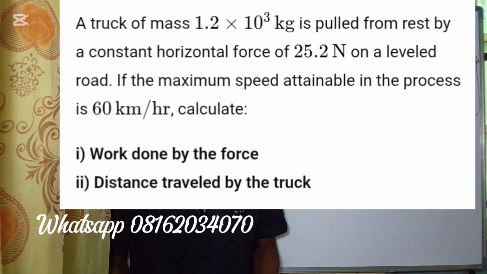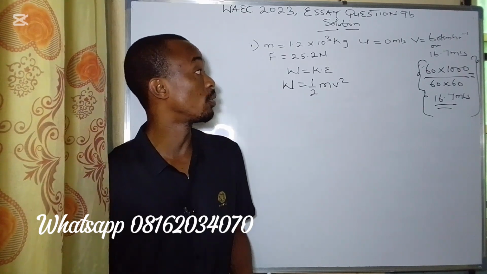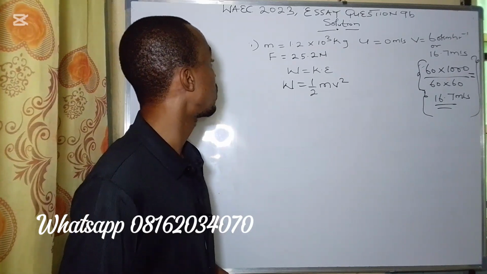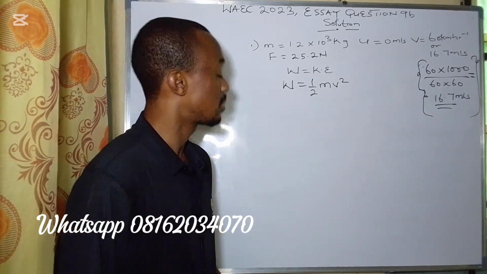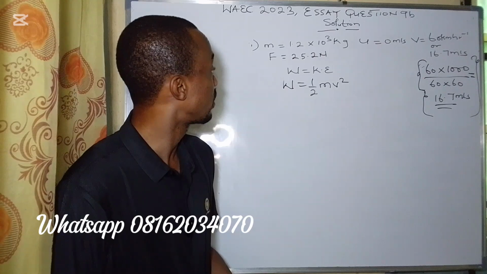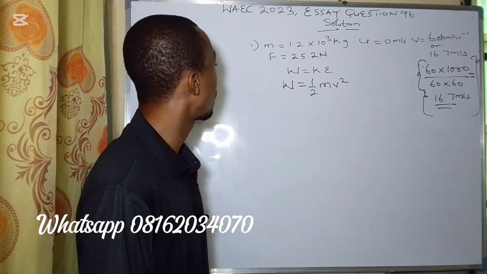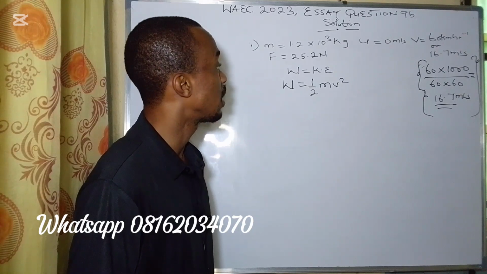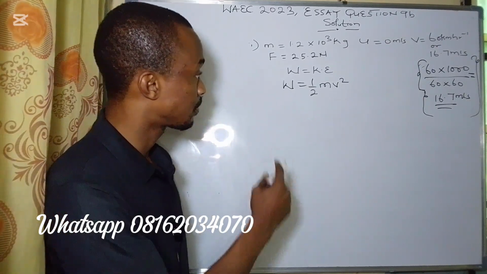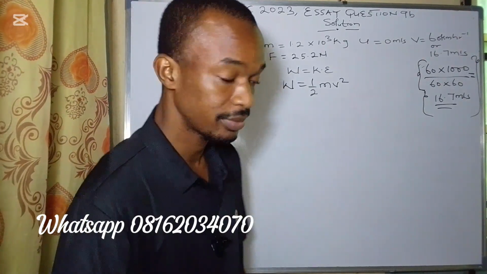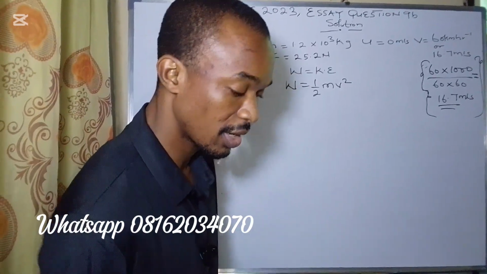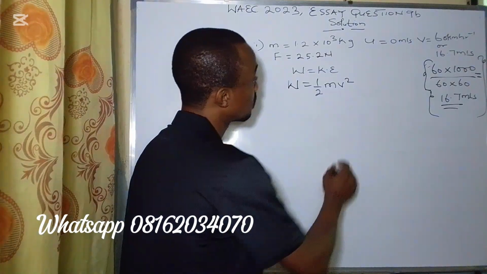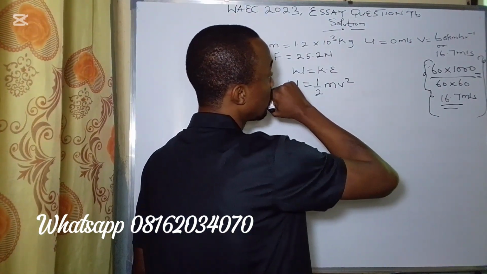So we are going to isolate the parameters. We are going to write down the values given in the question. So let's look at what we were given. The first thing there is mass. The mass is 1.2 times 10 raised to the power of 3 kg. Then we'll have the initial velocity. The initial velocity there is about 0 meter per second. It's 0 meter per second.